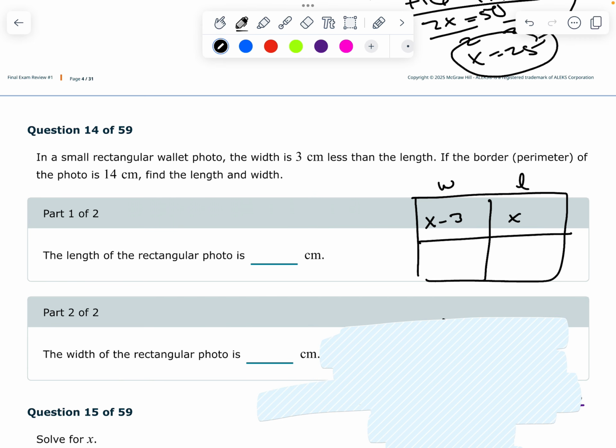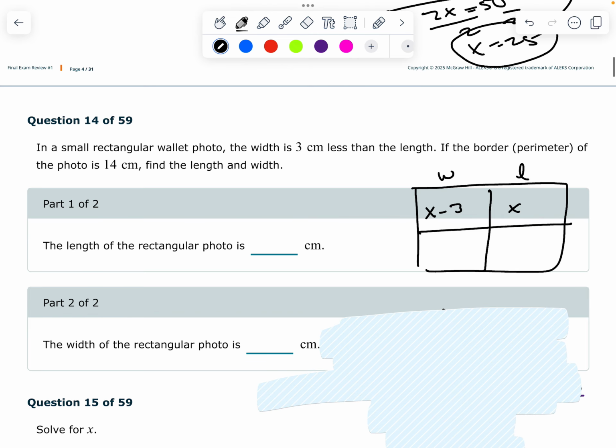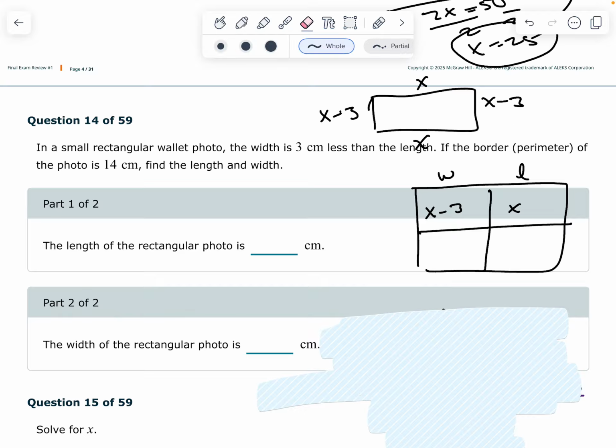This is what my setup looked like. When I tried to solve, it says the perimeter, right? For perimeter, we have to add up all 4 sides. So if I put all four sides, I'd have an x minus 3 side, an x minus 3 side, an x, and an x. Add up all four of those, and you should add up to a total of 14. So this was my setup.